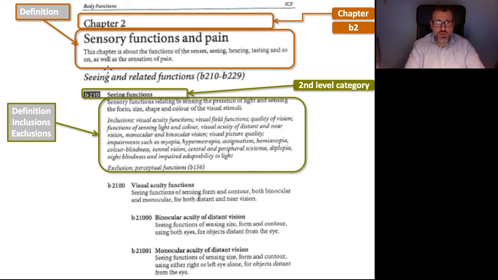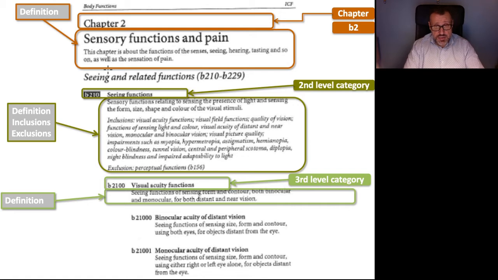Also exclusion. So for instance, perceptual functions are not included in seeing functions because there is a specific category for that, which would be B156. B1, of course, is the first chapter, would be mind functions. Then we got the third level category, which had a further digit. So we got B210, which is visual acuity functions.